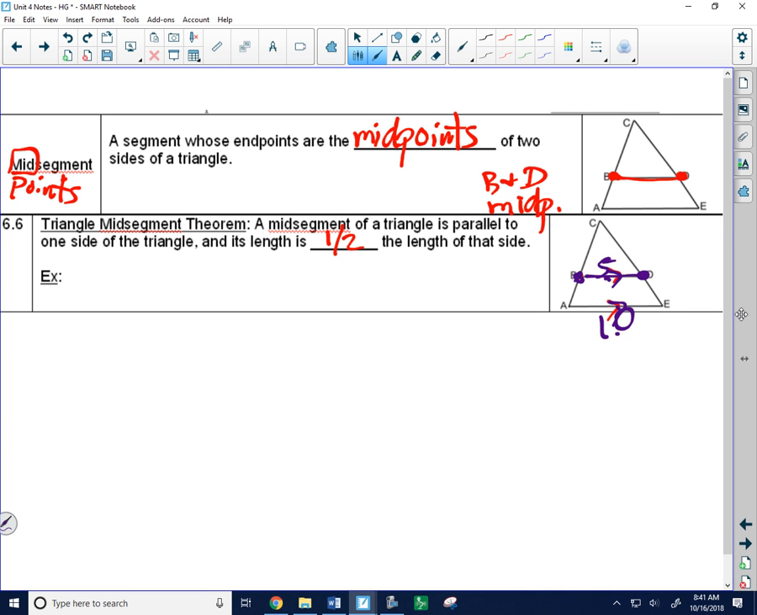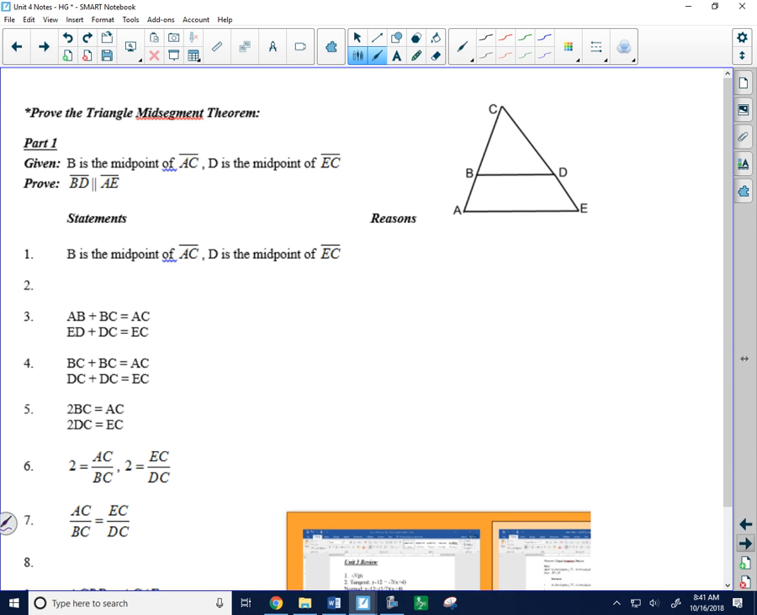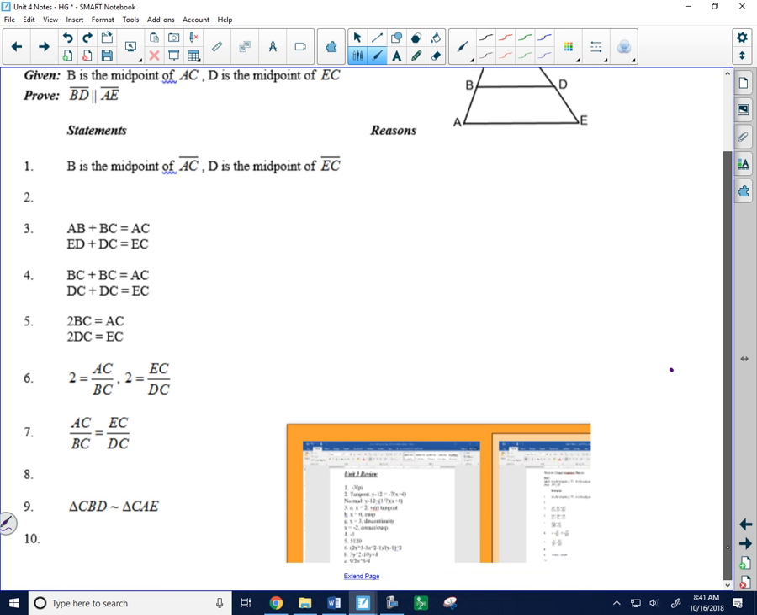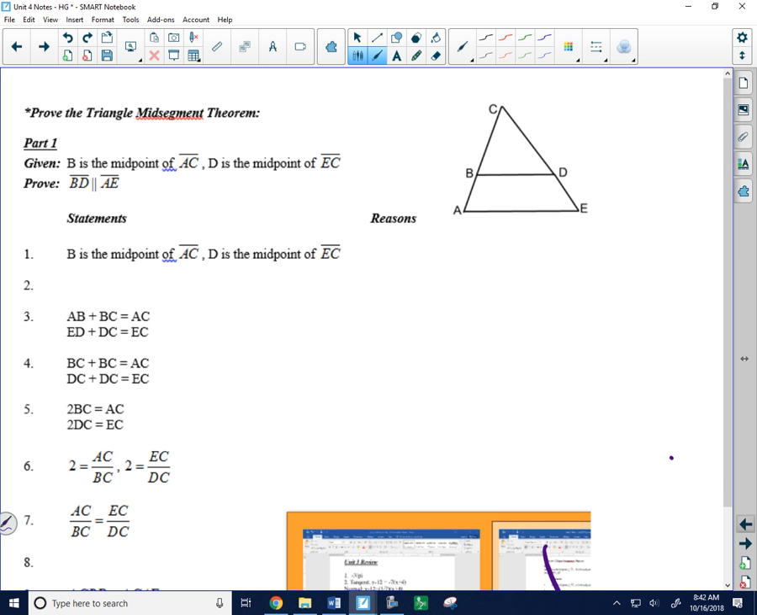Any thoughts before we prove these? All right. So let me go to the next slide here. So we're going to prove part 1 and 2. And again, I'm giving you most of these. When I got this in the Smartboard, I must have accidentally copied that.